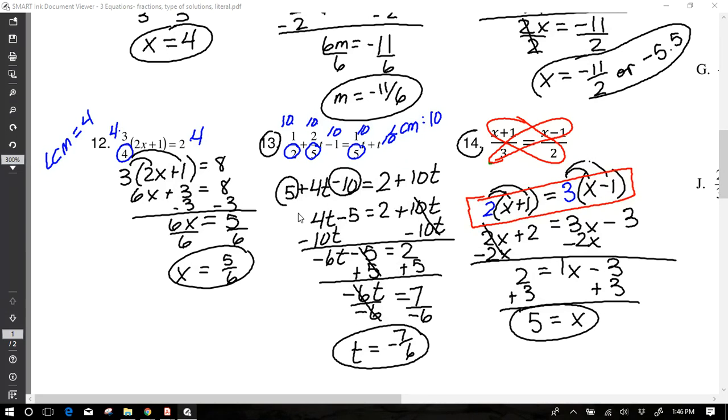I prefer that we try to just learn one process for getting rid of fractions, no matter what kinds of fractions you have. All right, that is the end of today's lesson.